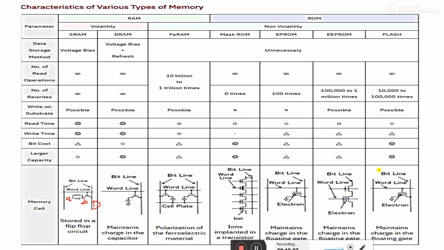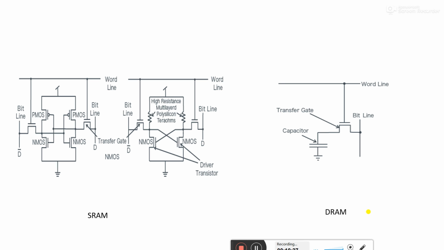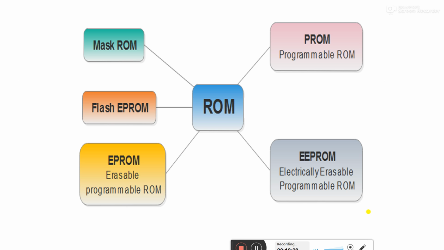So that's how we can compare these things. In my next lecture we will discuss more about SRAM and DRAM, and about the ROM. We will discuss the ROM basically in my next lecture, and the types of ROM.